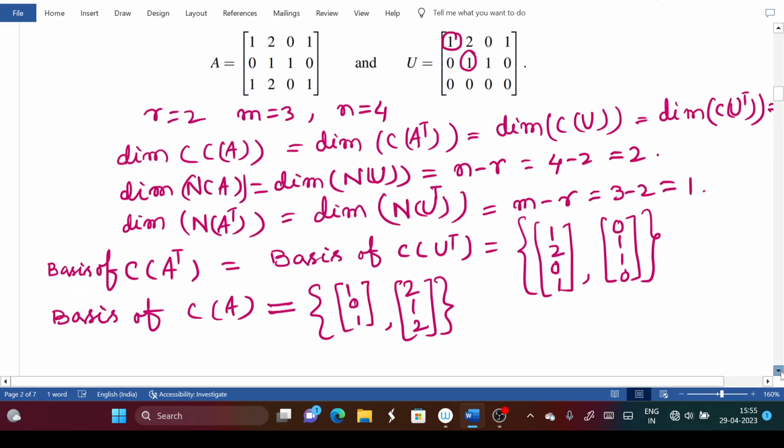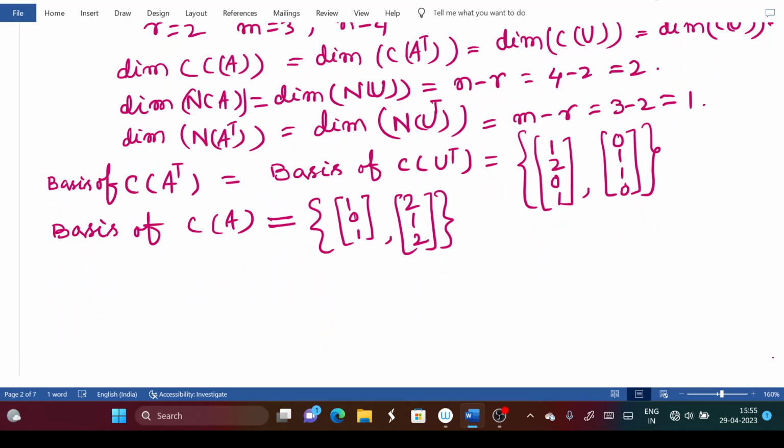Okay, next part is basis of column space of U, that is equal to, the last row is a 0 row there, so it is {1 0 0} and {2 1 0}.